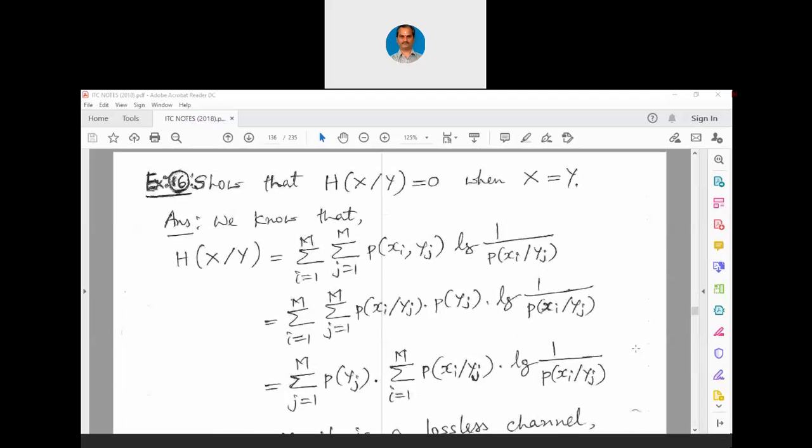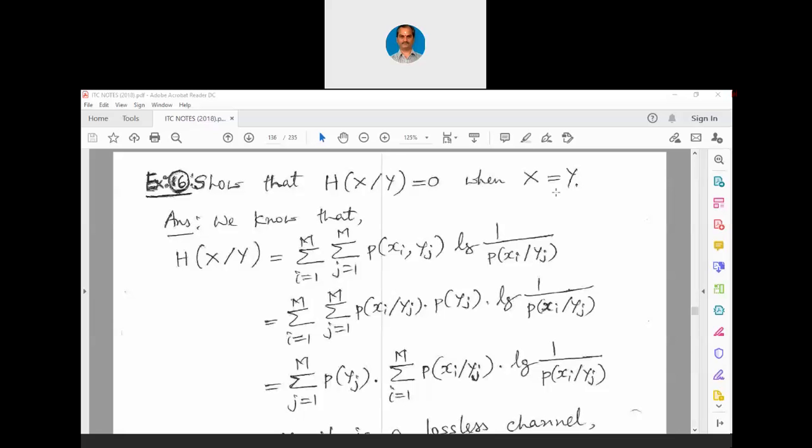Now coming to the next exercise. Show that H of X slash Y is equal to 0 when X is equal to Y. Equivocation is going to be 0 when the two circles map with each other. Two circles merge with each other. You can visualize those two circles.